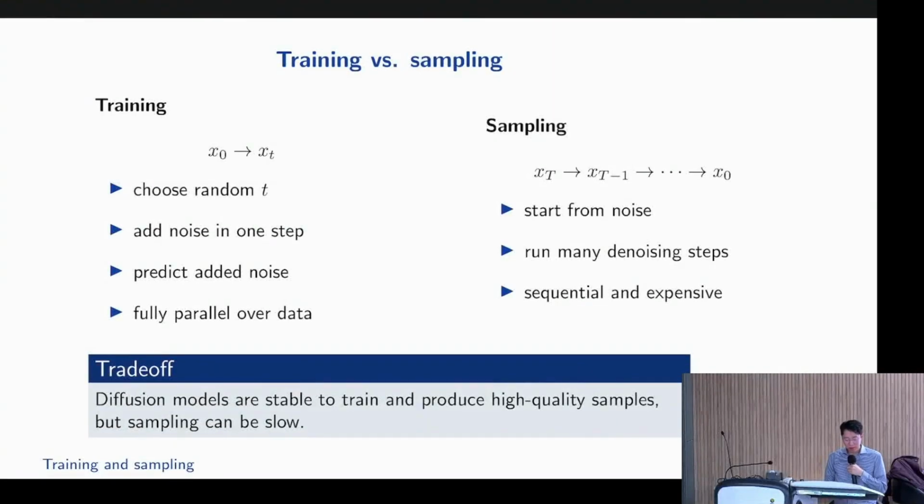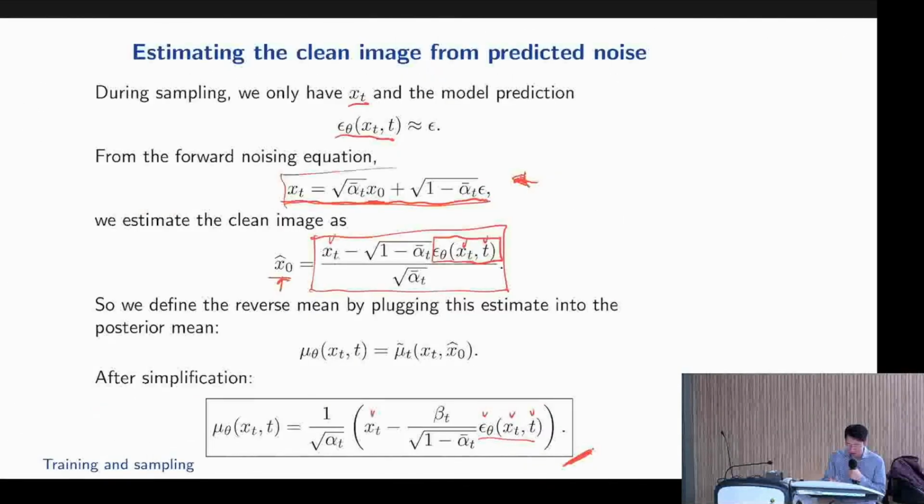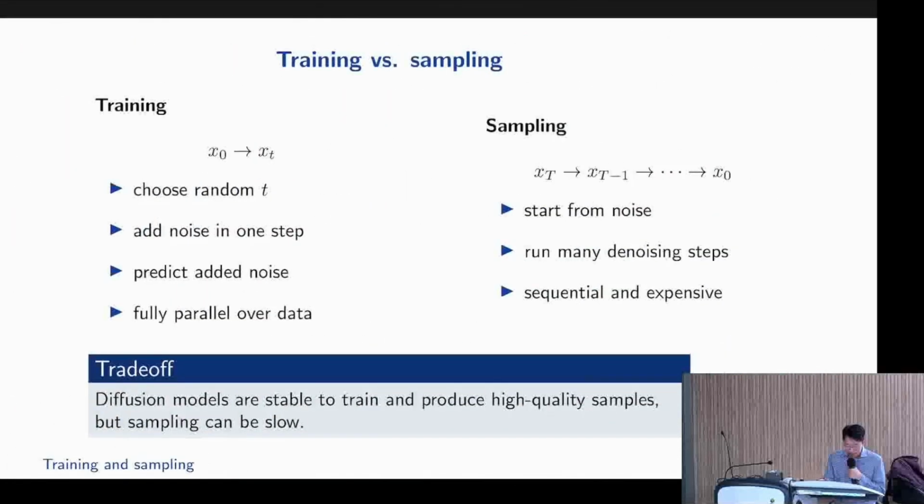Okay, so we talked about both the training and sampling procedure. So training, you choose some random time step, use the magic one step, in one step you generate t step noised image using the formula, this formula here, and you train the network to predict the added noise. And it's fully parallelizable over data. You don't need thousands of iterations.